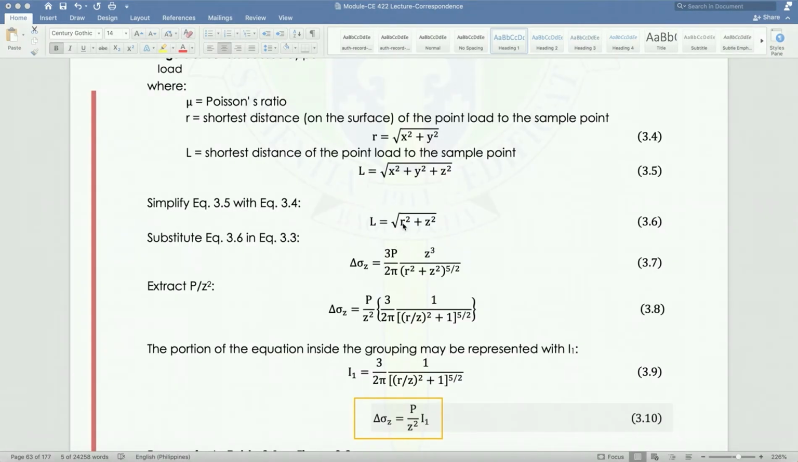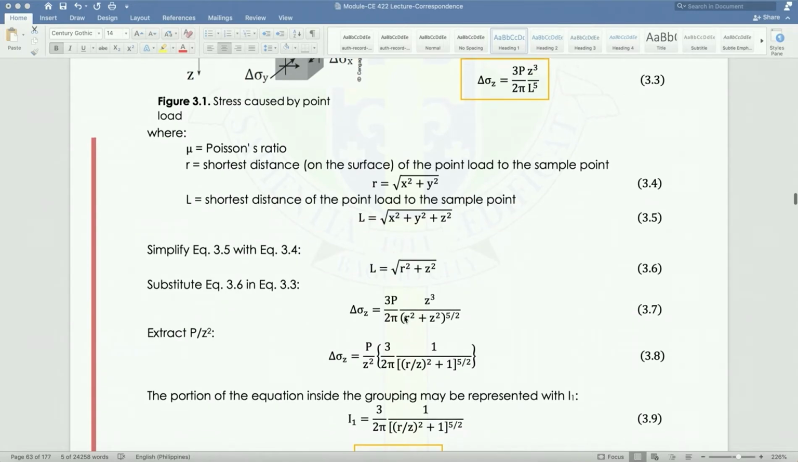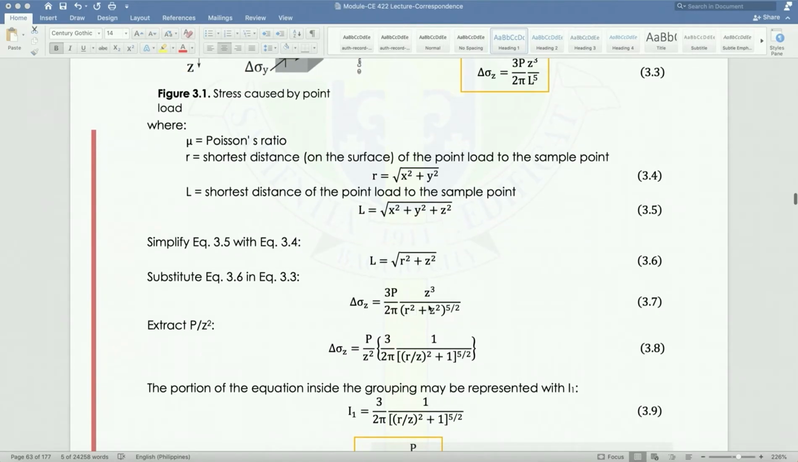If we want to simplify equation 3.5, we can substitute the value of r. Since the square root of x squared plus y squared is equivalent to r, we can substitute this, so L squared is equivalent to r squared plus z squared. Now we are going to substitute equation 3.6 into our equation 3.3. If we substitute the value of L here and expand, that would be equation 3.7. So we replaced the L here.